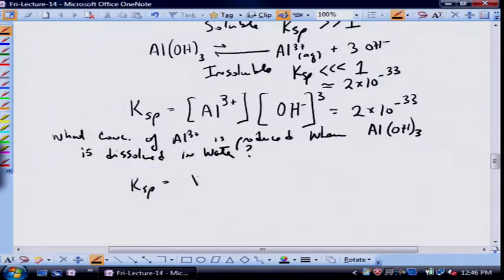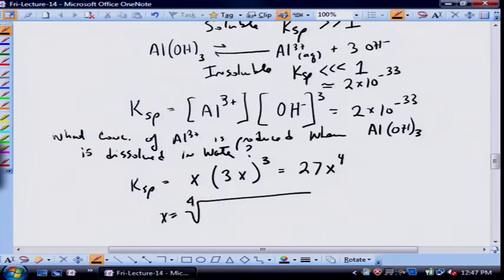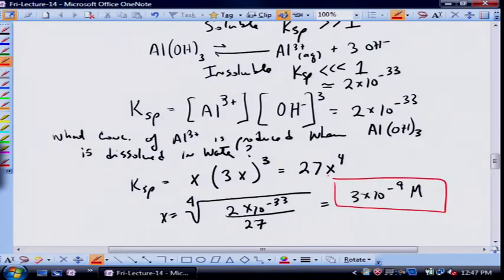So KSP is going to equal some concentration X of aluminum 3+. And then for the hydroxide, remember, you get 3 hydroxides per aluminum, so it's 3X to the 3rd power. That's going to be equal to 27X to the 4th power, okay? And so then X will be the 4th root. This is where the calculator will come in handy. I don't expect you to be able to do that in your head. Just the square root of the square root. And that will give you about 3 times 10 to the minus 9 molar. Okay, not very much aluminum will go into solution.